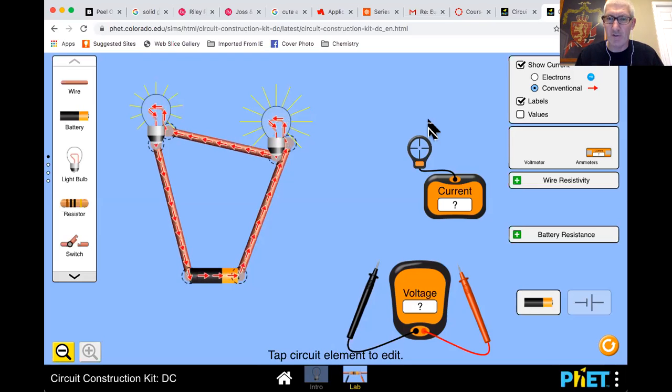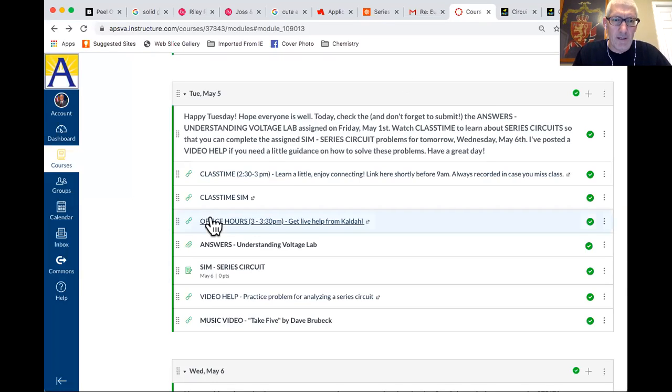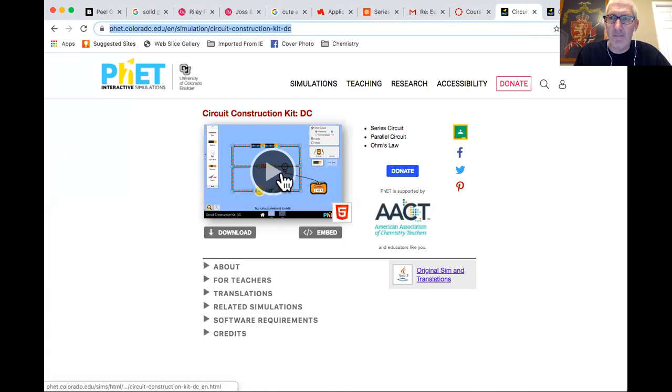So here's what I'd like for you guys to do. You don't have to write anything down yet because I'm going to get you to build a quick circuit and we're going to investigate. So you might want to make me small and go back to Canvas. Go to your Canvas page for physics, click on the class time sim that I'm hovering over right here, and once you click on that class time sim, go ahead and hit the button there.